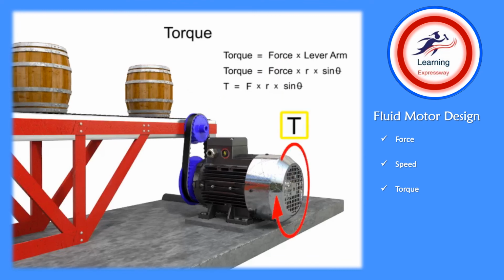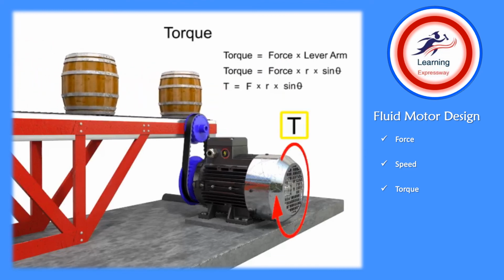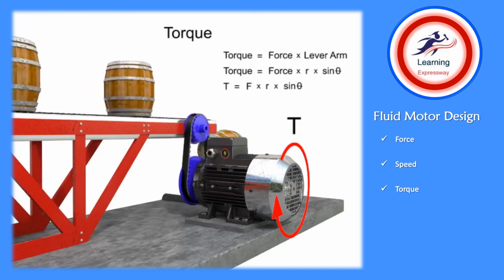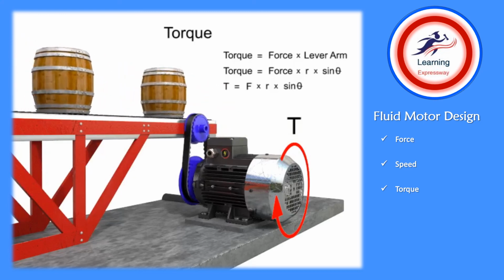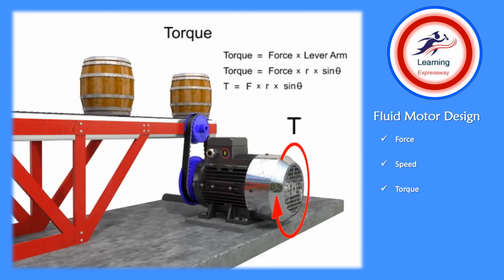Motors produce torque by fluid acting on gears, vanes, and pistons, which produce a twisting motion on a shaft. Knowing and understanding the force, speed, or torque required will assist the design team with determining the most appropriate fluid motor or actuator for the job.